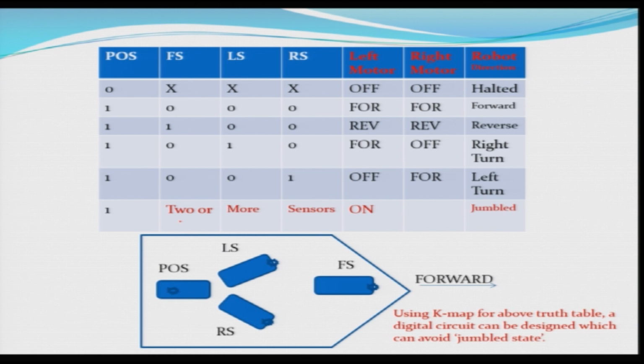When two or more sensors activate at a time, excluding the power on sensor, the motor will be in a confused state, so it will make a tuck tuck tuck sound. We can avoid this state of motion by using a K-map for the above truth table, and a digital circuit can be designed which can avoid this jumble state.